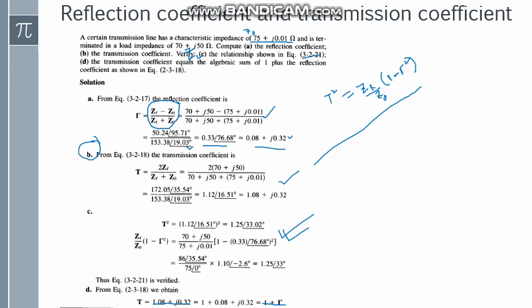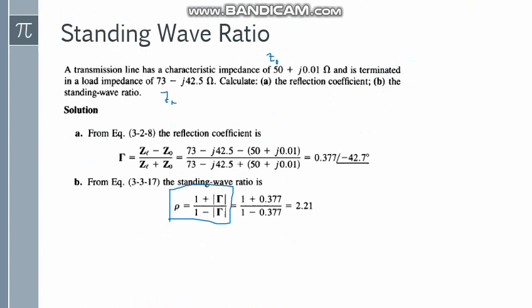In the second part, we have a transmission line with characteristic impedance of Z0, terminated in a load impedance, that is ZL. So you have to calculate the reflection coefficient and the standing wave ratio. That is the equation of reflection coefficient that we have studied earlier. Just calculate it and you will get it.